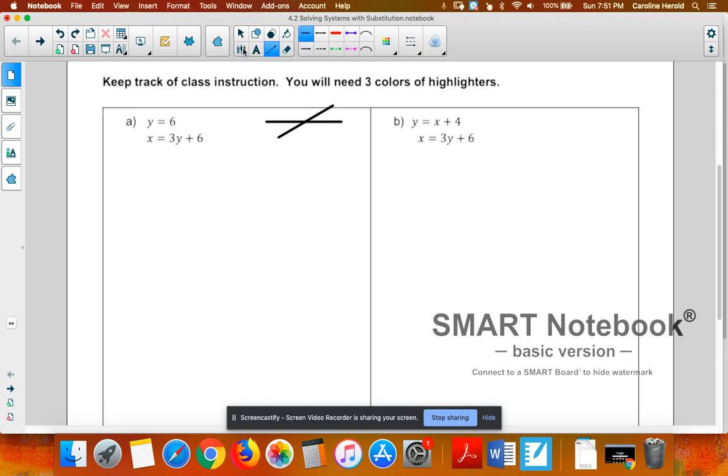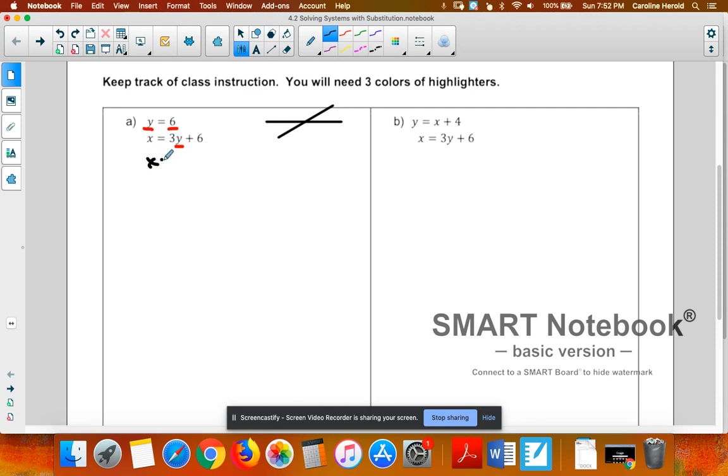Instead, what I'm going to do is I'm going to use some color to help you understand what's going on in this problem. I'm going to pick red this time, and everywhere there is a y or something that's equivalent to y, I'm going to underline that in red. So down in this second equation right here, I have a y value. And what I understand is anywhere that there is a y, the value of that y is 6. So I'm going to rewrite this equation.